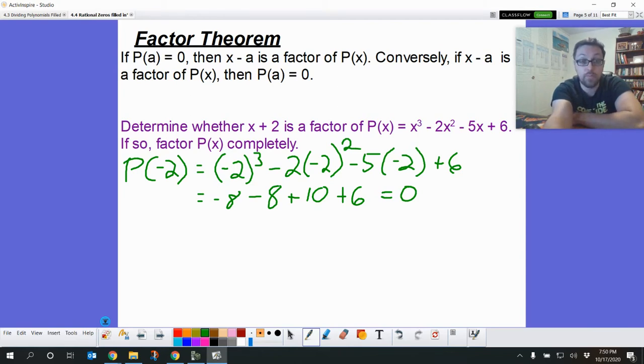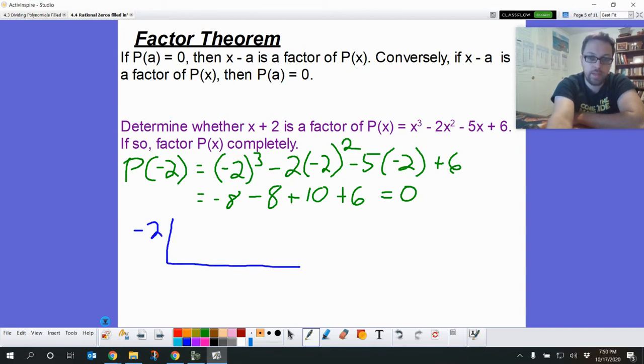So now it says factor p of x completely. All right, so let's do that. I'm going to divide out that x plus 2. I'm going to use synthetic division in order to do that, because synthetic division is easy, and it's something that I can do right now. So why not?